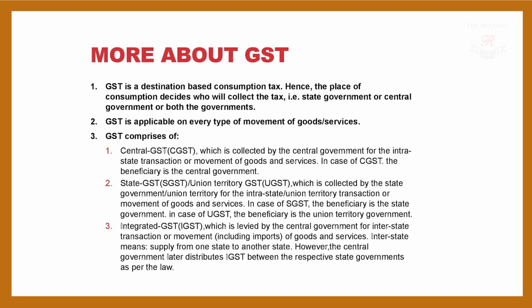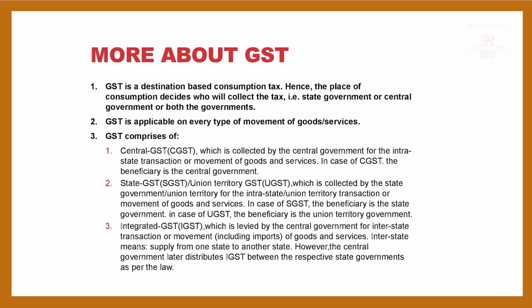Now more about GST. GST is a destination based consumption tax. Hence the place of consumption decides who will collect the tax, state government or central government. The GST is applicable on every type of movement of goods or services. GST comprises central GST, which is collected by the central government of India, on intra-state transactions or movement of goods and services, in case of CGST the beneficiary is the central government.